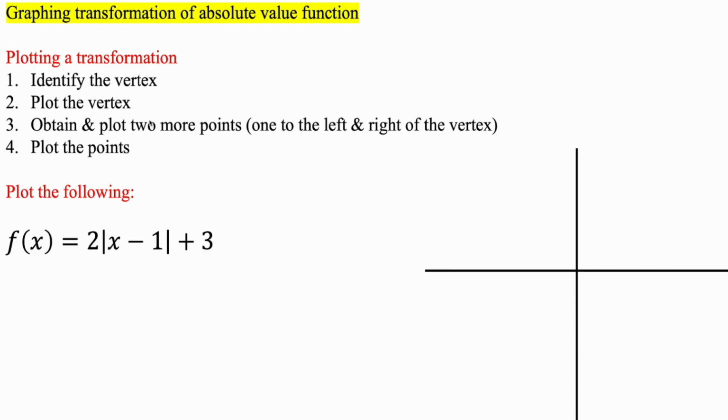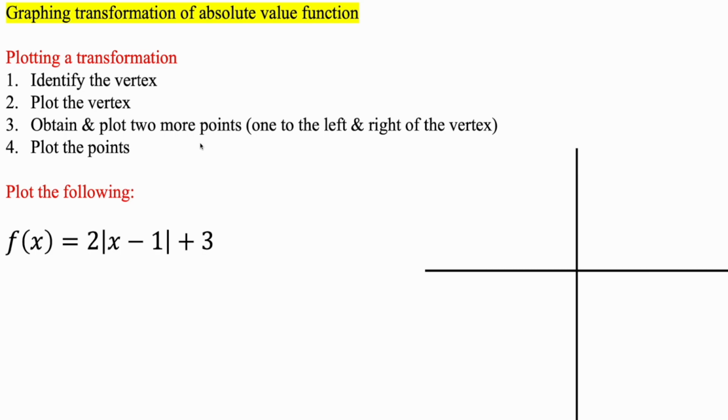Okay, in this video, we're going to graph a transformation of an absolute value function, and there's really only 4 steps. The first step says identify the vertex, step 2 says plot the vertex, step 3 says obtain and plot 2 more points, one to the left and one to the right of the vertex, and then step 4 is just plot the points. And so we'll get started.